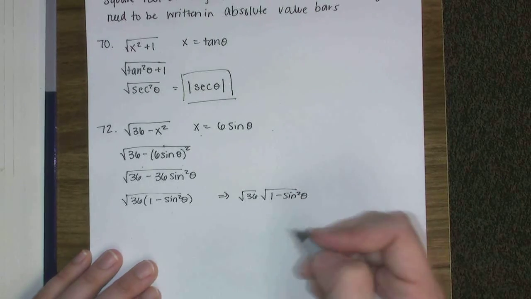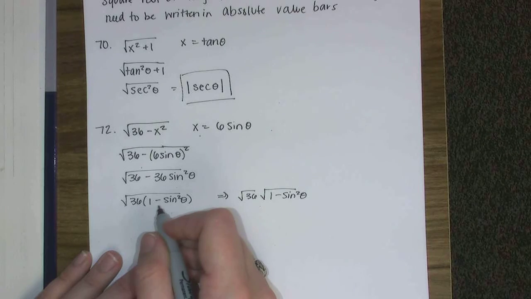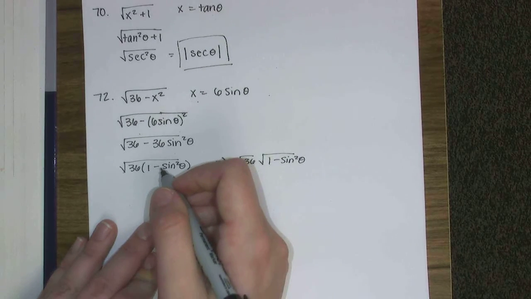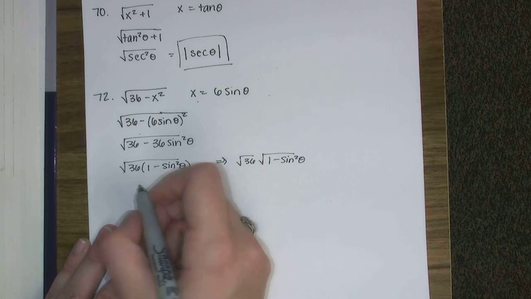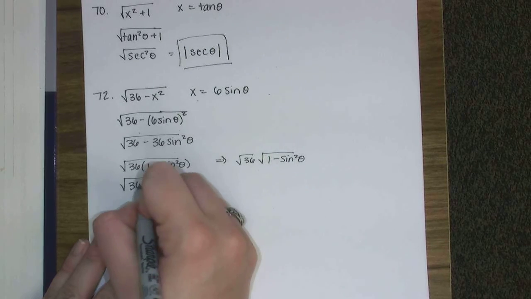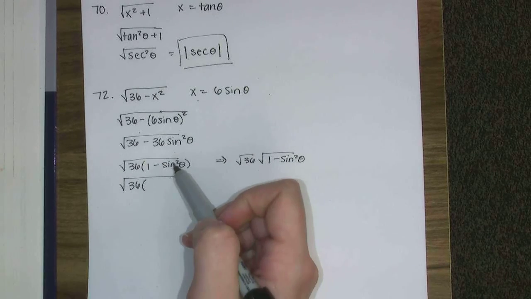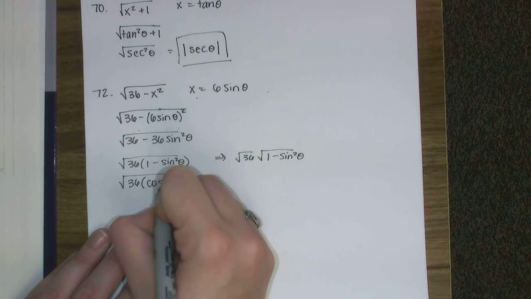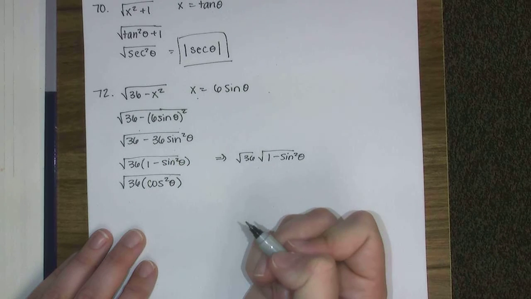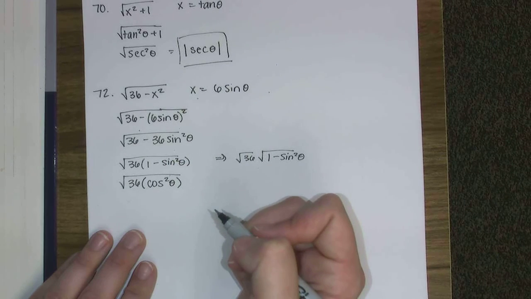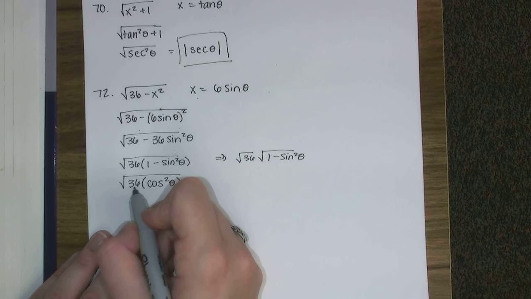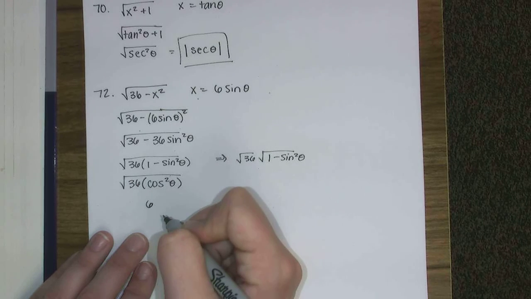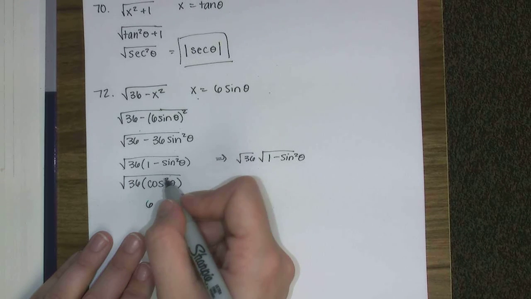So this becomes the square root of 36 times, now 1 minus the sine squared of theta is, according to our identities, cosine squared of theta. Now I can take the square root of those two things, which means that this 36 is going to become 6. Now the part where it might get confusing, the only part that's in absolute values is these trig functions. So now we're going to do the absolute value bar, cosine of theta, and that would be your answer. So 6 absolute value of cosine of theta.